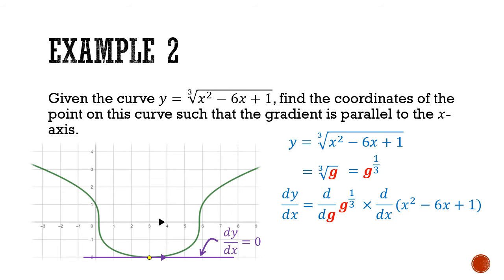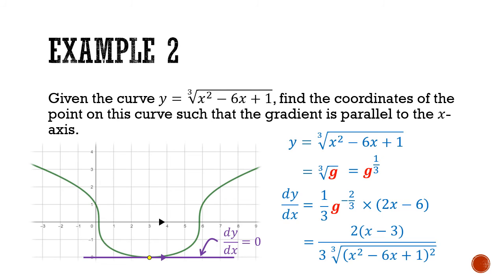So the first part, when we differentiate g to the power of 1/3 with respect to g, we can use the power rule, and this will give us 1/3 g to the power of negative 2/3. The 1/3 comes from the power, and negative 2/3 comes from the power minus 1. When we differentiate the chain, we're going to get 2x minus 6. When simplified, we'll get this fraction.